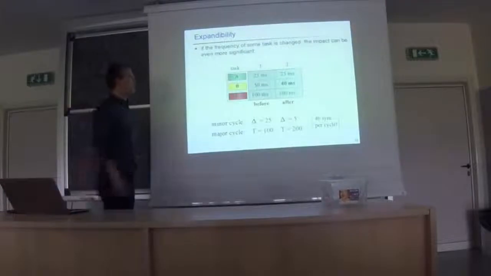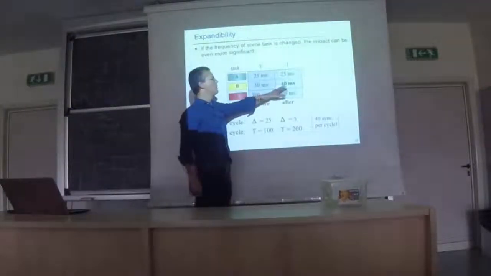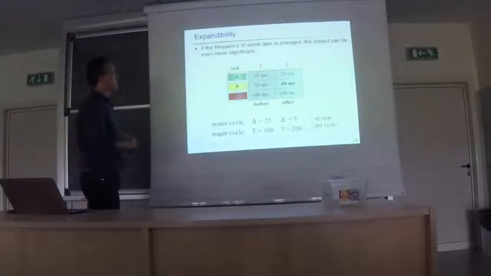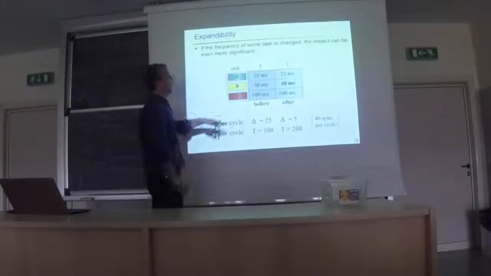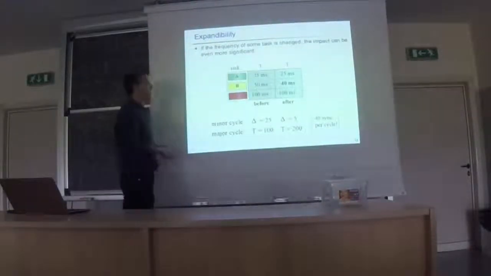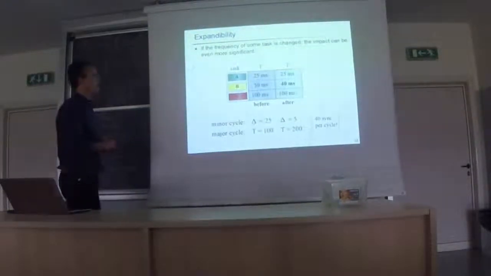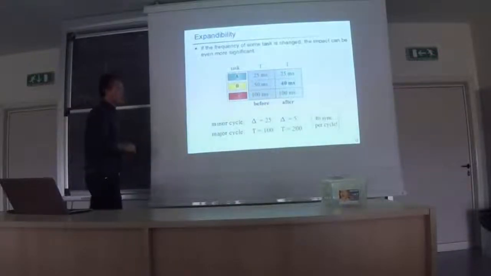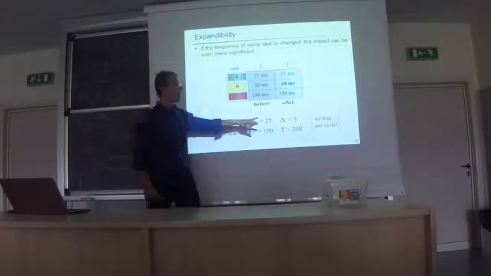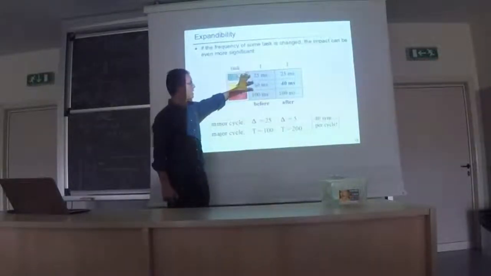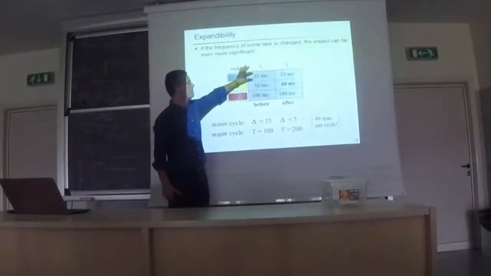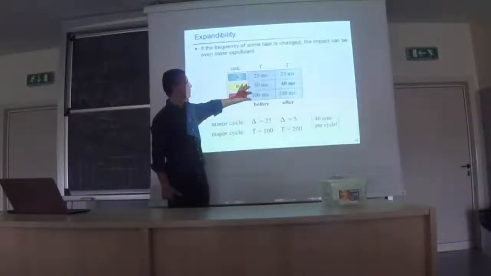If you change the frequency here, the impact may be even higher. If you change the period of task B from 50 milliseconds to 40 milliseconds, the minor cycle gets to 5. So here it was 25, right? These were harmonic periods, okay? Harmonic periods, greatest common divisor is this, least common multiple is this.